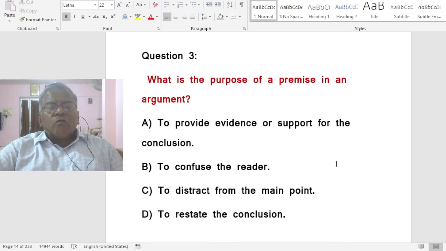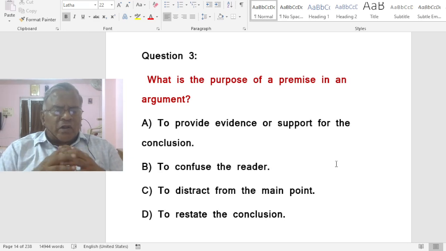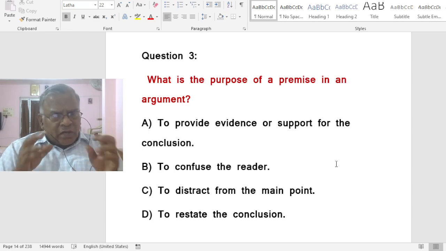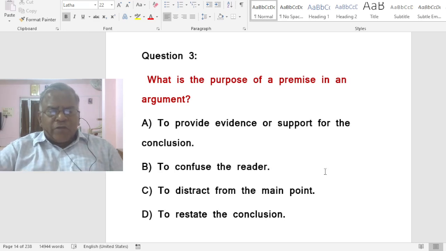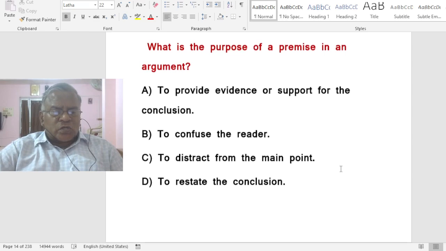Now, what is the purpose of a premise in an argument? The meaningful statement. What is the purpose of a premise in an argument? For example, all men are mortal, Aristotle is a man, are premises, two premises, isn't it? So, what is the purpose of these premises? A. To provide evidence or support for the conclusion. B. To confuse the reader. C. To distract from the main point. D. To restate the conclusion. What is the correct one?